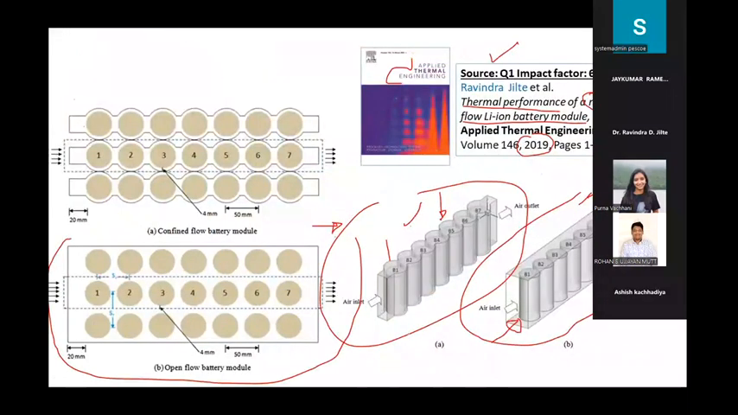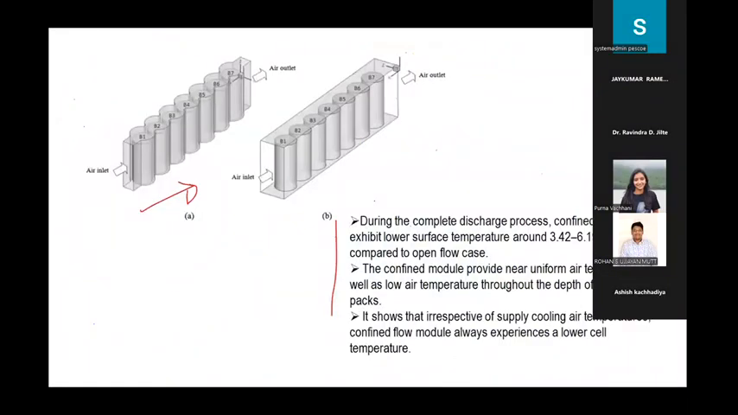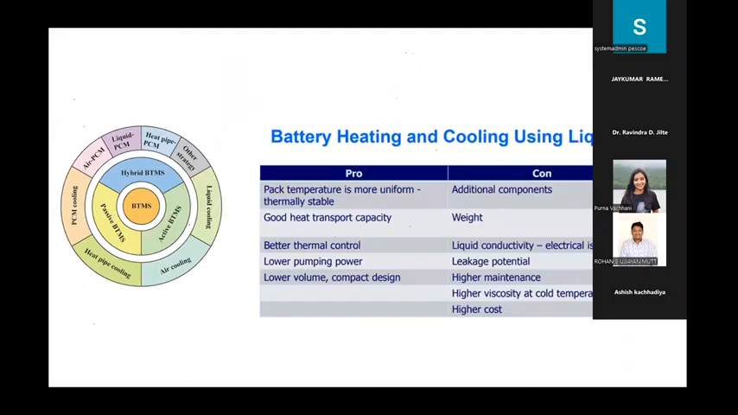So these are the results available for the air cooled. Now let us look at the liquid cooled BTMS systems. There are again pros and cons of the systems. Like here, the very first advantage is that it has high values of CP. That is the CP.